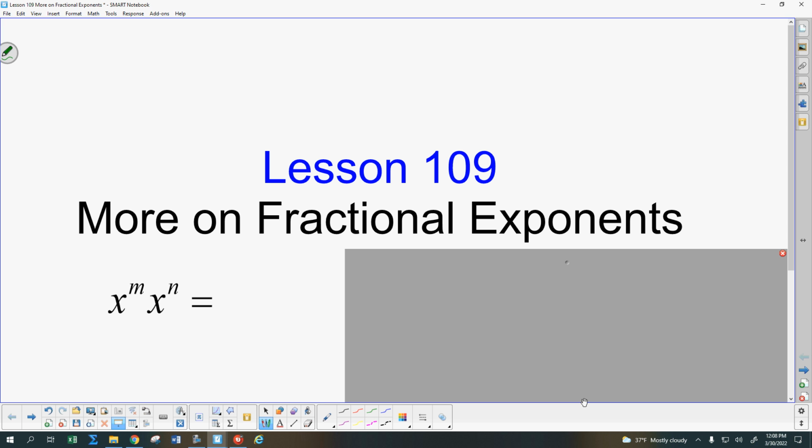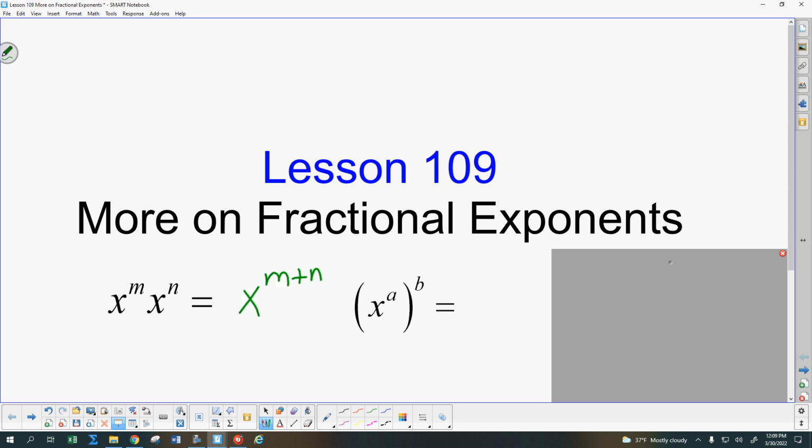If I have x to one power times that same base x to another power, what do I do with those exponents to simplify? Abby? Exactly, we would add whatever those are.